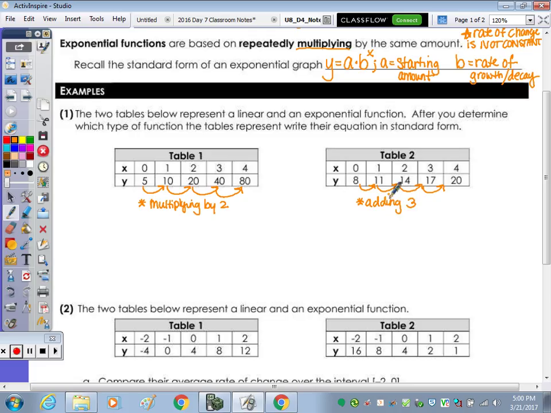So if I just take a look at these two points, if we want to look at rate of change, so change of y over change of x, this increased by 5 from 5 to 10 over a change of 1, so I have a rate of change or a slope of 5. But then looking at the last two points, change of y over change of x, we have an increase of 20 over 1. So your rate of change is not constant. And since we're multiplying by 2, this is an exponential function.